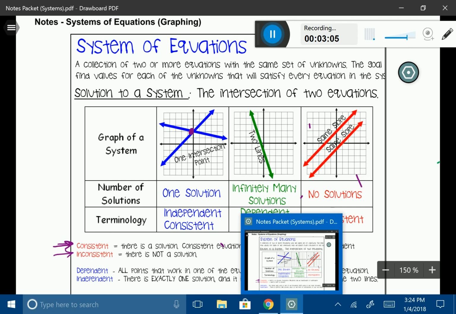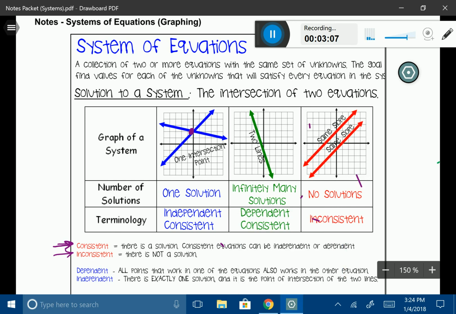So going back up to our graphs here, you're going to be able to see it a little bit better. We just talked about whenever we have one solution, so when you have those two intersecting lines, it is independent, meaning that it has just one solution. That's it, exactly one. There's no more than that. And then it means consistent, that yes, it has a solution. So now let's look to the green area.